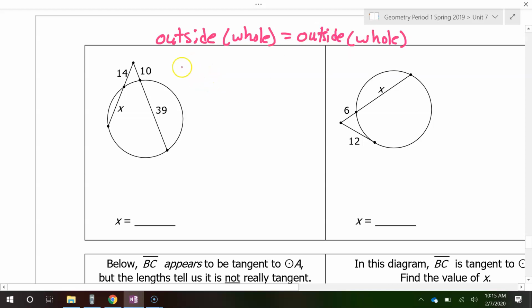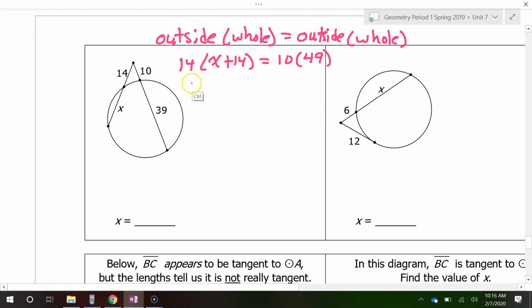All right, let's just keep going. So, give me the first outside and whole. 14 times x plus 14. Okay, and how about the other part? 10 times 10 plus 13. All right, okay. 10 times 49.